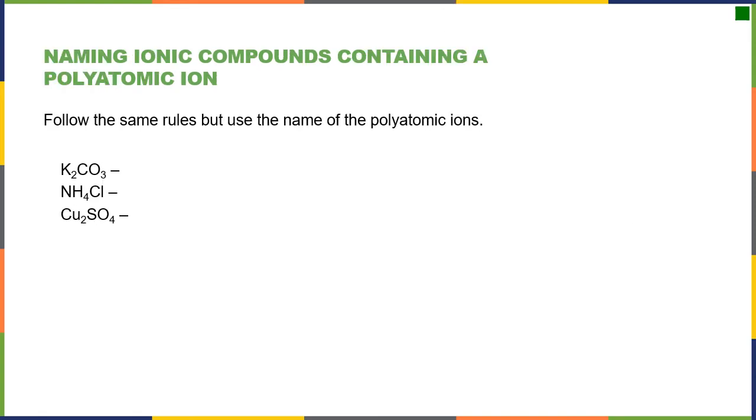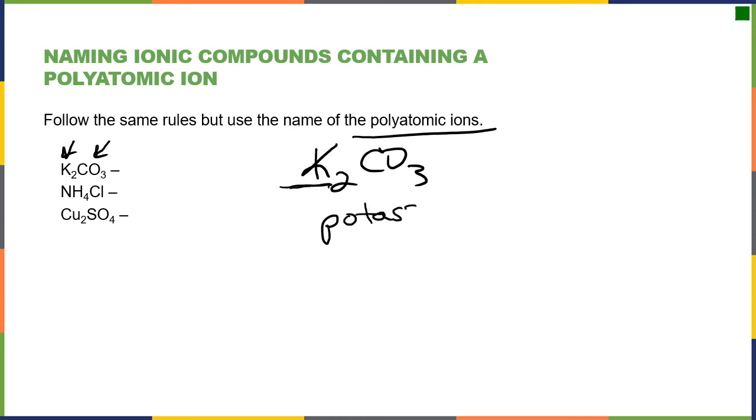Now, what do we do with these? Well, we name these the same way we would name an ionic compound, straight binary, except now we have polyatomic. So if we have K with our CO3, one thing you may want to do is stop and think about what is your cation and what is your anion. Remember, we name by the name of the cation. Well, that's potassium. And whatever is left has to be the anion.